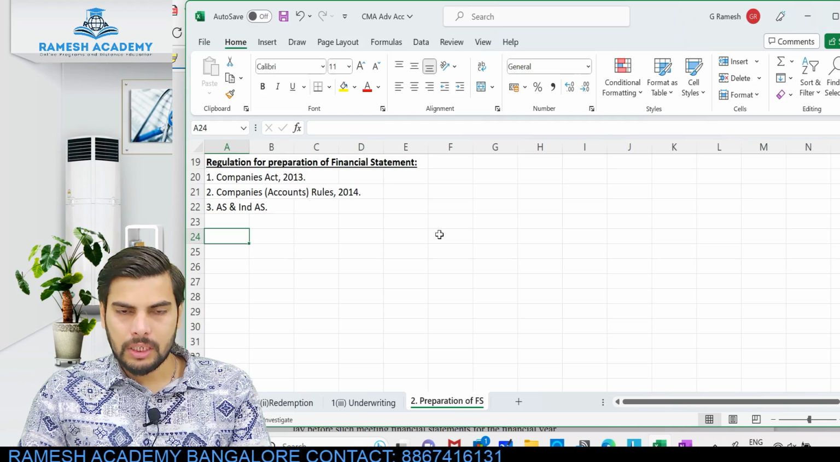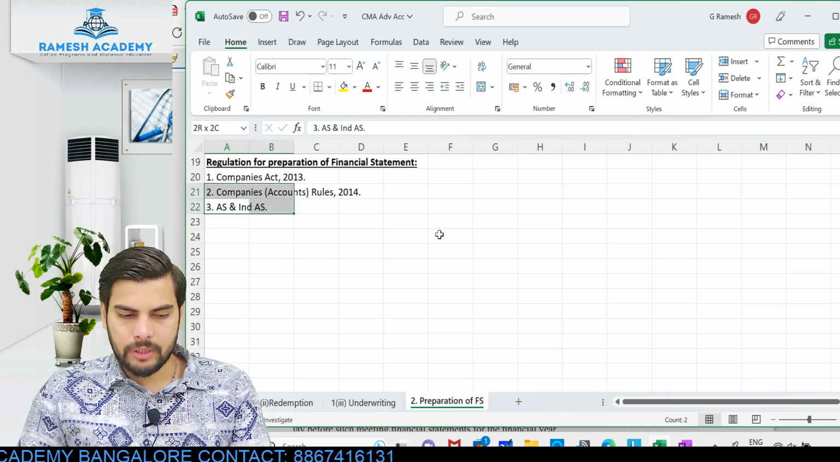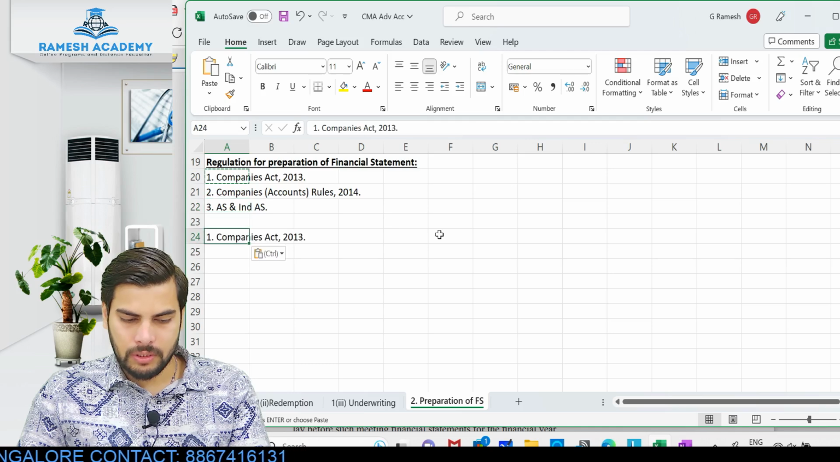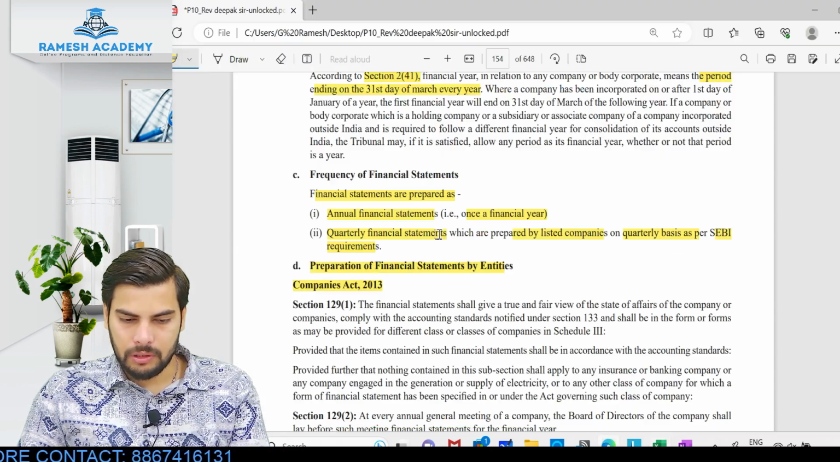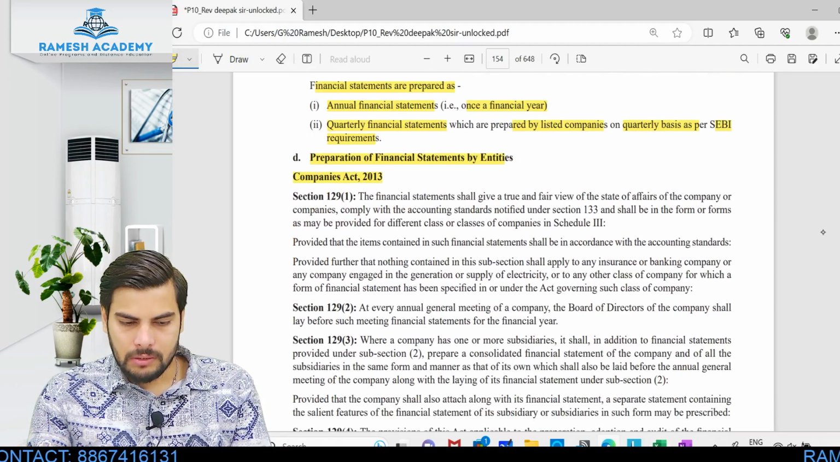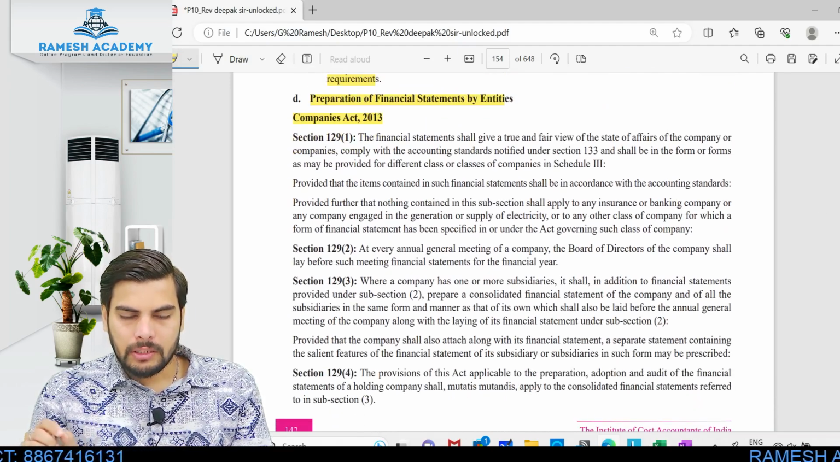Clear? So these are the things we need to look into. The provision relating to these aspects should be considered whenever we are preparing the financial statement. So let's talk about the provisions relating to the Companies Act 2013. Look at this. Section 129 subsection 1. Let us understand what exactly it says.